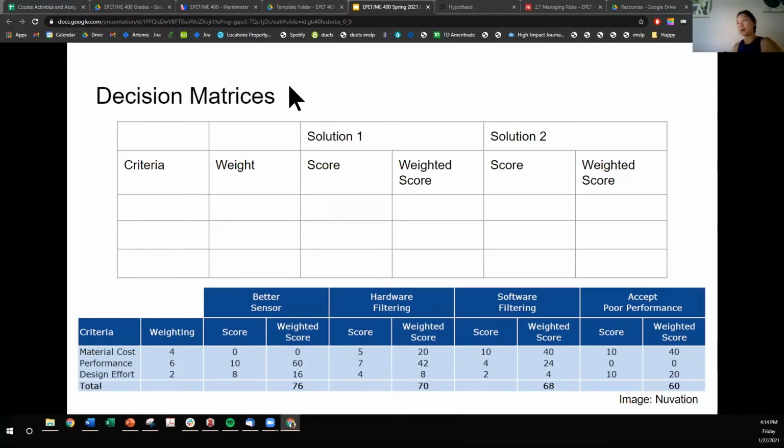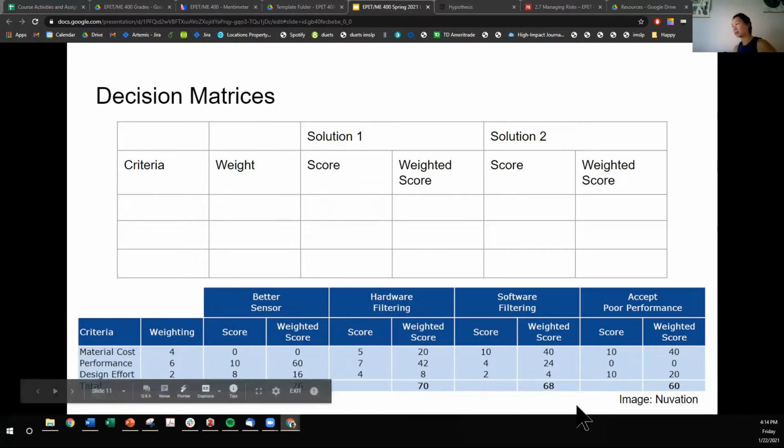So the way to do that is you have your different solutions and you have to explicitly define the criteria at which you're evaluating the solution. And then you define how important each of those criteria are. And so with each solution, you evaluate the score of that solution based off of the criteria. And then the weighted score will be how important the criteria is and then how well that solution scored.